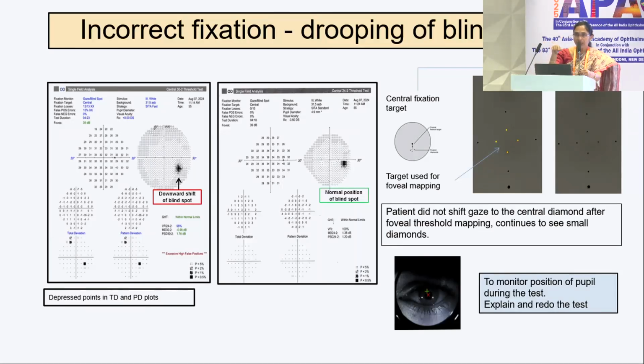a target which is 10 degrees below the fixation, and then there can be this kind of a downward shift of the blind spot. So when this was corrected, when the patient was explained to fix properly, this has improved the performance of the test, and the normal position of the blind spot is obtained on this right side of the printout.